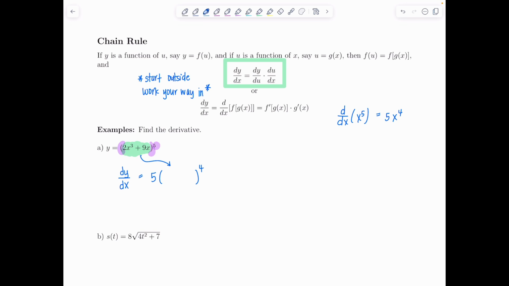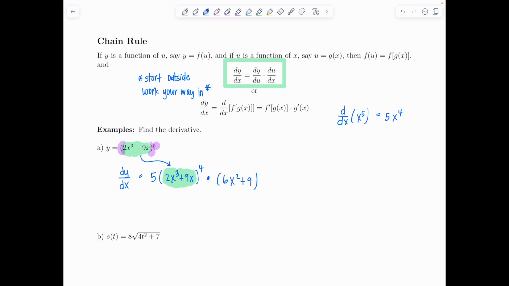Then rewrite exactly what you have inside those parentheses. Don't touch a thing, please. So it's going to be (2x cubed plus 9x). Then I need to multiply by the derivative of the stuff inside here. So the derivative of 2x cubed plus 9x is 6x squared plus 9.